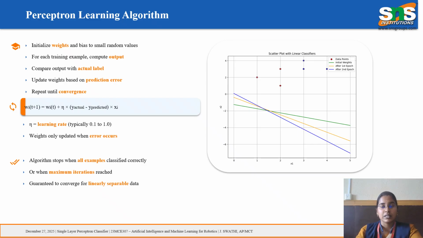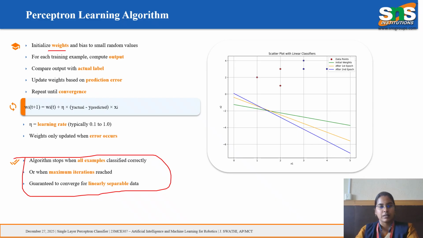And the perceptron learning algorithm is, we have to initialize the weights, and for each training example compute the output, and we have to compare this output with the actual label. Once the comparison is done, we have to update the weights based on the prediction error, and then we have to repeat until convergence. So we have a learning rate, which is typically from 0.1 to 1.0, and weights are only updated when an error occurs. And the algorithm stops when all the examples are classified correctly. These are the basic things we have to know about this learning algorithm.